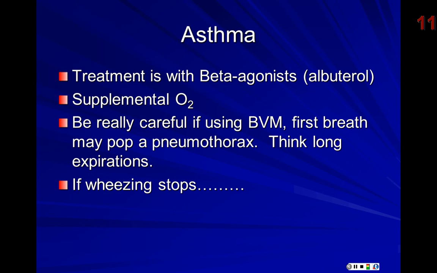We're going to treat it with beta agonists. Typically it's albuterol. Give them supplemental O2. Be careful if you're using a BVM. The first breath can really pop a pneumothorax, right? Because you're going to have increased resistance already because of those small, tight airways. So you've got to squeeze a little bit tighter. If you aren't paying attention, you're going to squeeze, feel some resistance, and give it a good pop. Literally.